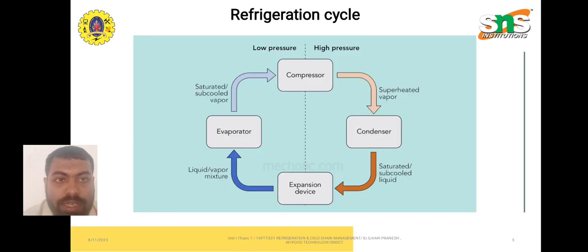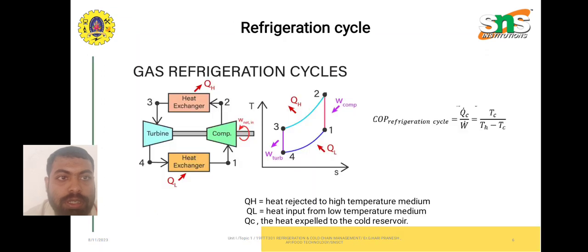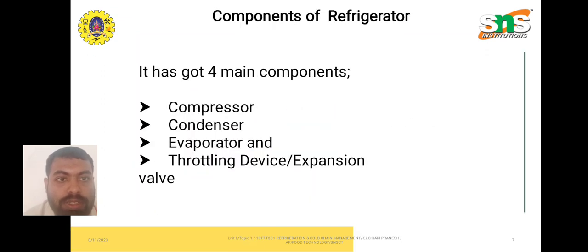Refrigeration cycle. There are four components in this: compressor, condenser, expansion device and evaporator. The refrigeration cycle consists of these four components, and this is about gas refrigeration cycles. The expansion device is also called a throttling valve.